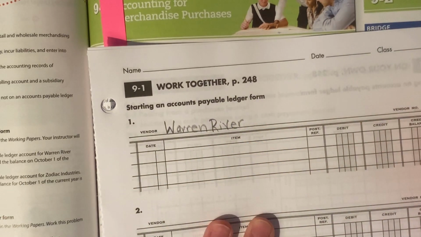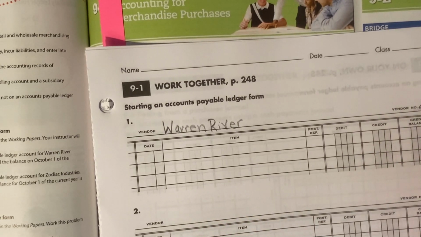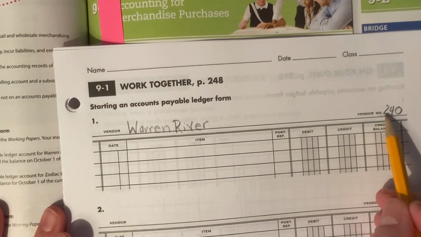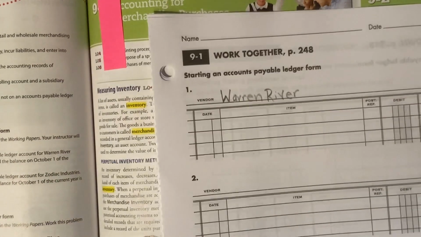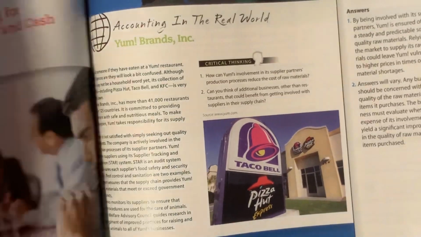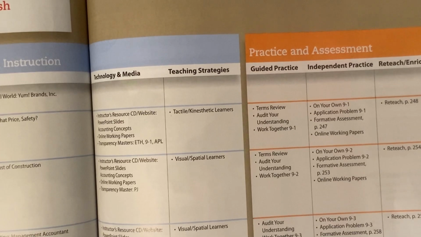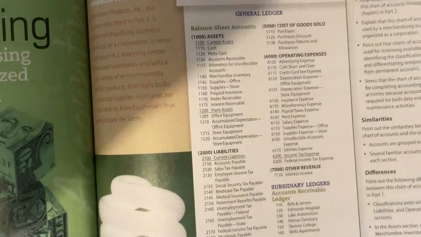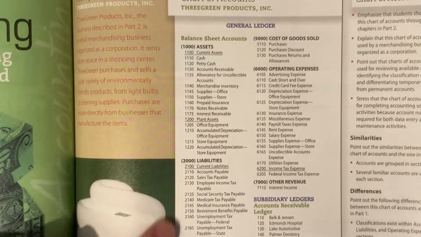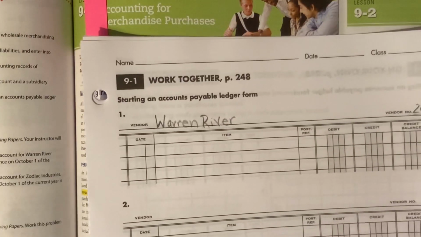Account number is 240, vendor number. The textbook gives you that, 240. This comes from the chart of accounts, when we did the chart of the accounts. I'll show you here. Assets always have the 1s. Liabilities always have the 2s. So this company is not in the 2000s. They're only in the 200s.